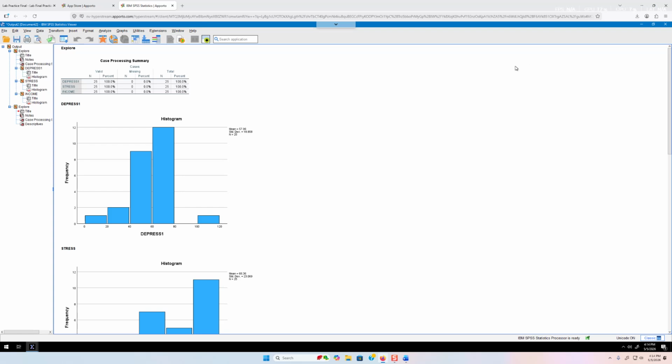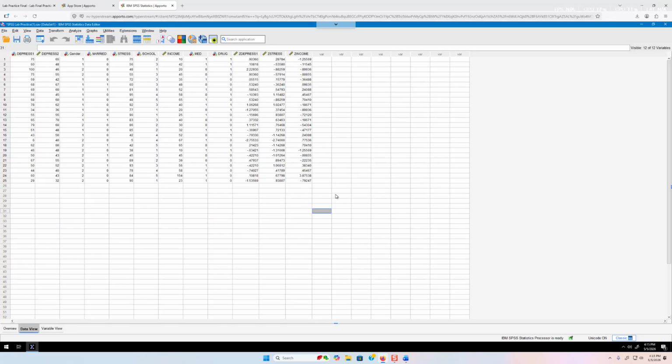Let me close this for now. Go to the data and just manually look at this. Scroll and find 2.58 and then find the case number. Here's case number 17. 17 is the row here. That's the case number. 17 is an outlier for depression because negative 2.7 is greater than negative 2.58. And that's the only outlier here.